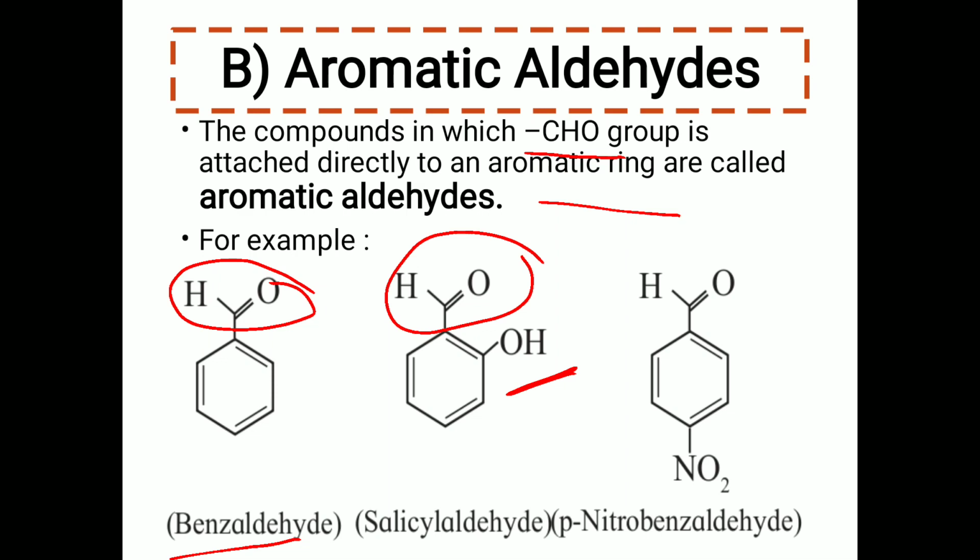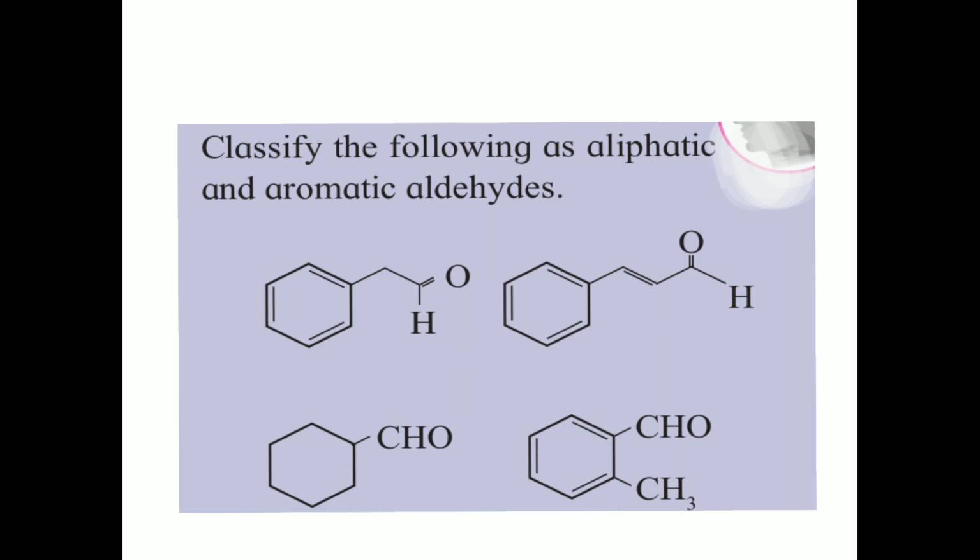And next is the CHO, the functional group of aldehyde. The formyl group is directly attached to the aromatic ring, and there is a nitro group at the para position, so it is known as para-nitrobenzaldehyde. Now the question asked is to classify the following as aliphatic and aromatic aldehydes.